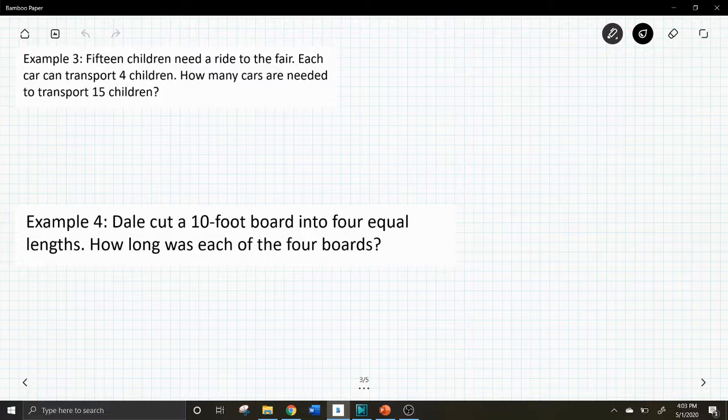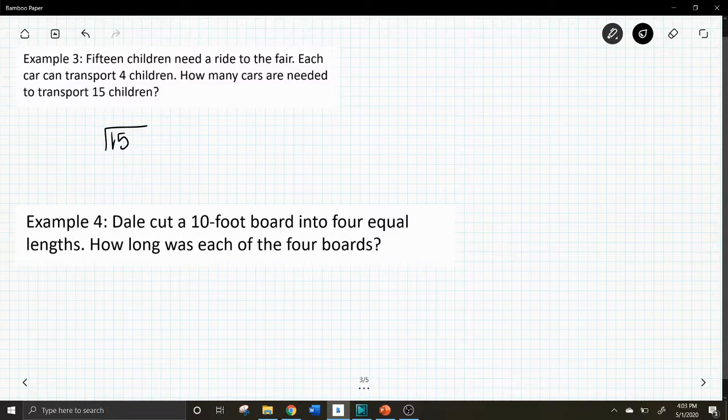All right, example 3. 15 children need a ride to the fair. Each car can transport 4 children. How many cars are needed to transport the 15 children? So let's take the amount of children and divide it by the number of cars. Okay, so this is the original problem. We know we get 3 3/4.